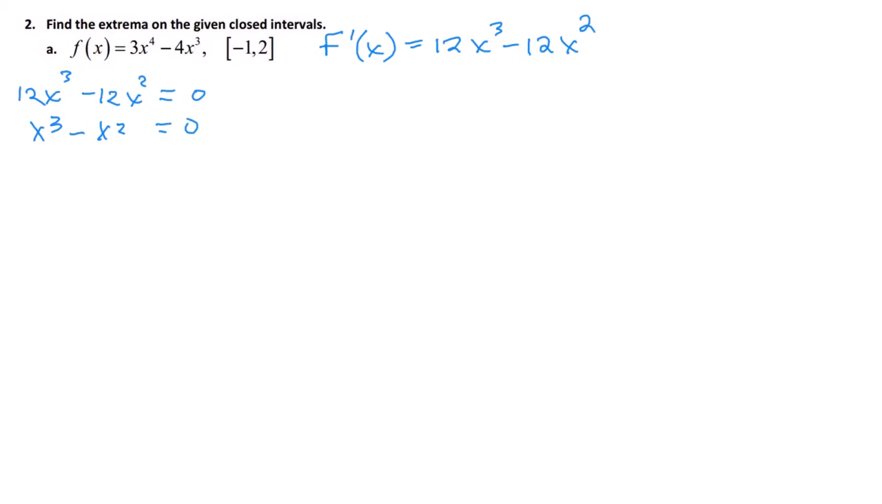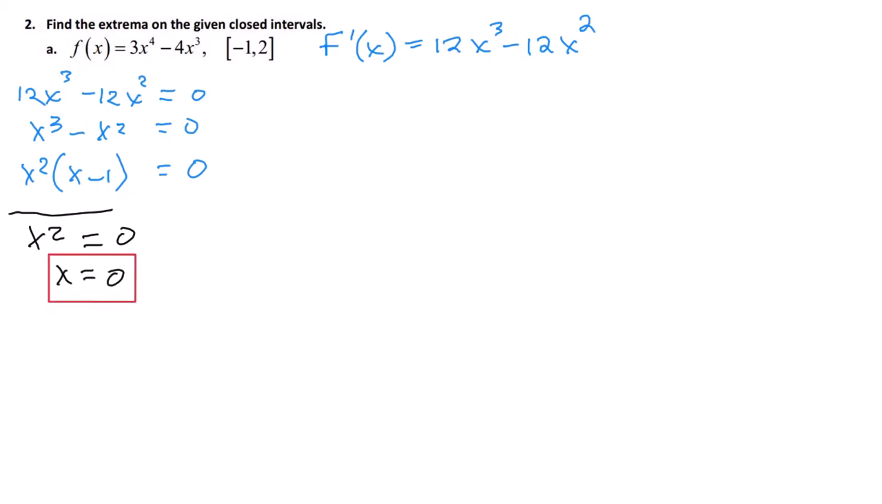Now what I don't want to do is start canceling out some of my x's, because I could lose possible critical numbers that way. So I'm going to factor out an x squared. Now then I've got 2 factors multiplied together that give me 0. So I take each one and I set it to 0. So that means there is a critical number, possibly a minimum, possibly a maximum. We don't know if it's either. I take my x minus 1, set it to 0, and so another critical number is x equals 1.